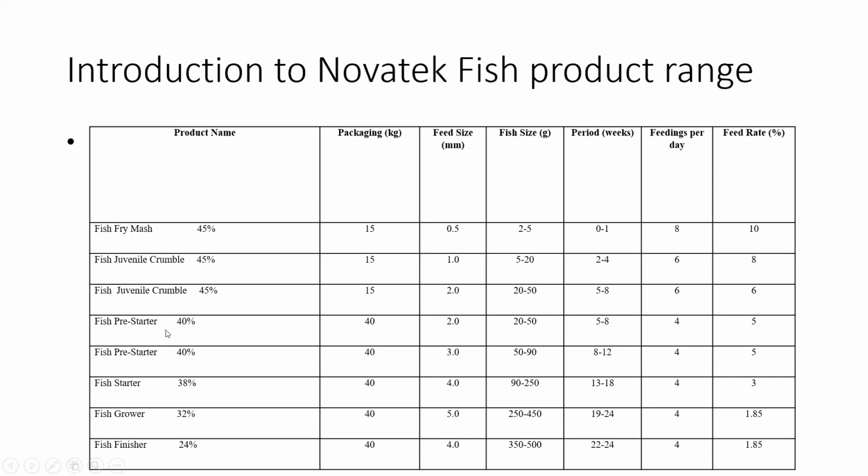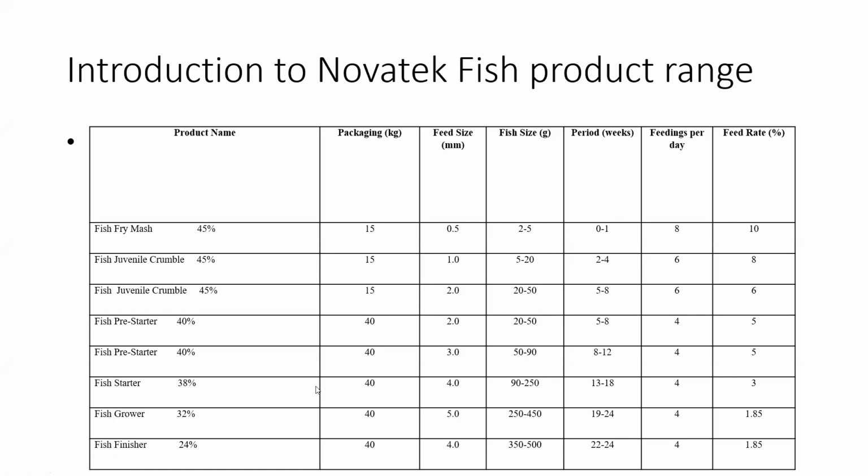On this part, if you look at fish pre-starter 40%, the 40% is the crude protein content of the feed. It's also 2 millimeter, and you feed it when your fish is 20 grams to 50 grams. There are 2 things here: 20 grams to 50 and 20 grams to 50, but this one is a crumble, the other one is a pellet. The difference there, I'll come and explain properly. I'm just trying to sort out the time. This one I'll come and explain.